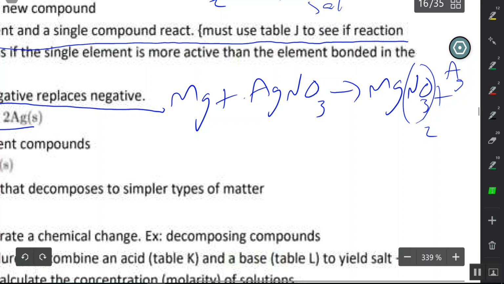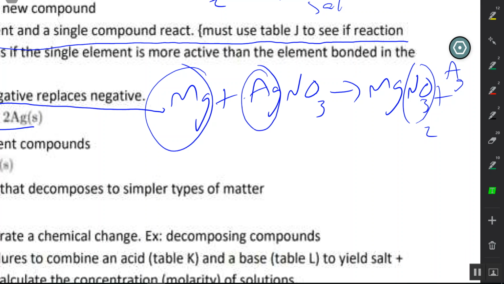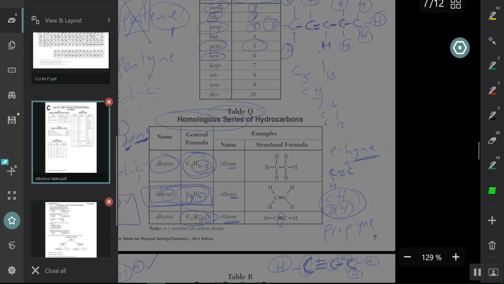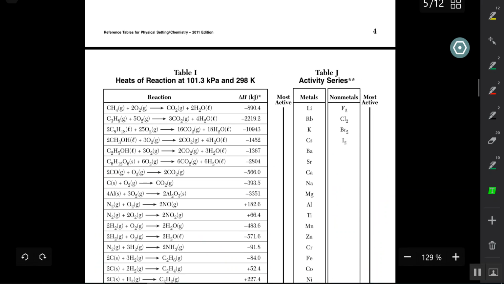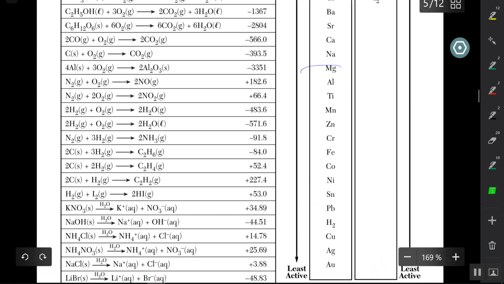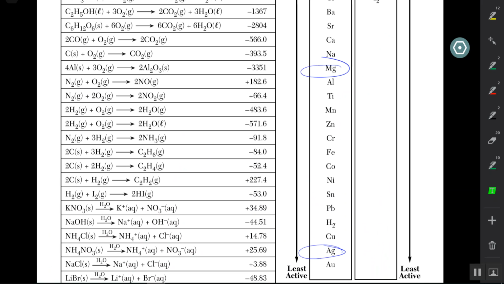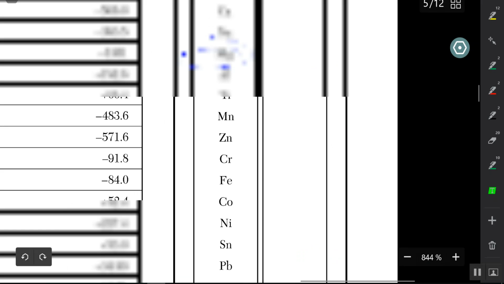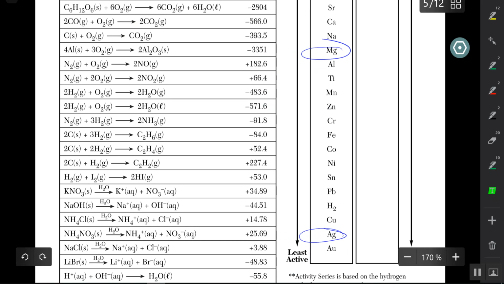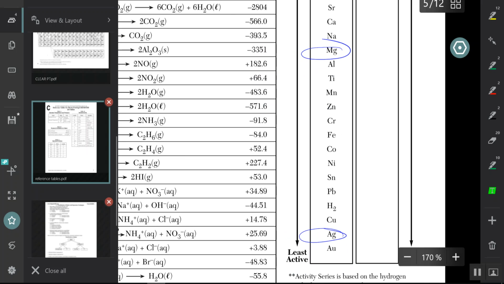Okay, so let's see what happens here. Magnesium is a positive element, and when it mixes with a compound, it becomes a positive ion. And silver is also positive. Now, according to table J in the reference tables, we see that magnesium is much more active than silver. Because magnesium is a more active metal than silver, it is more likely going to come and replace silver. And what I mean by more active is it's more likely going to lose electrons and attach to nonmetals.